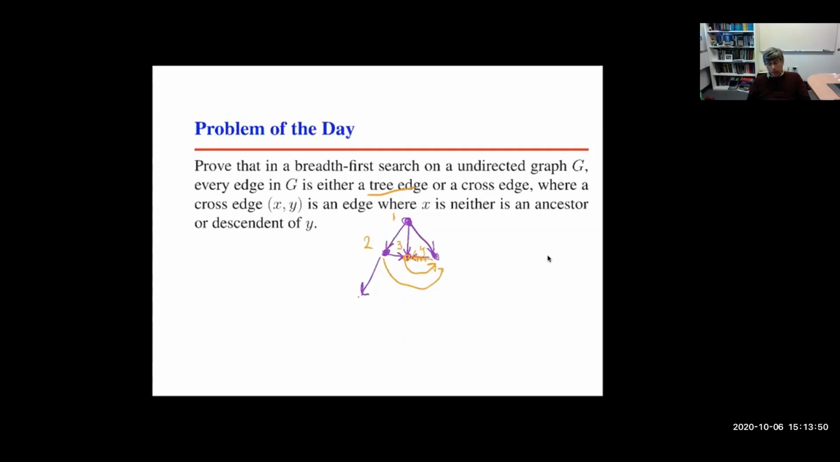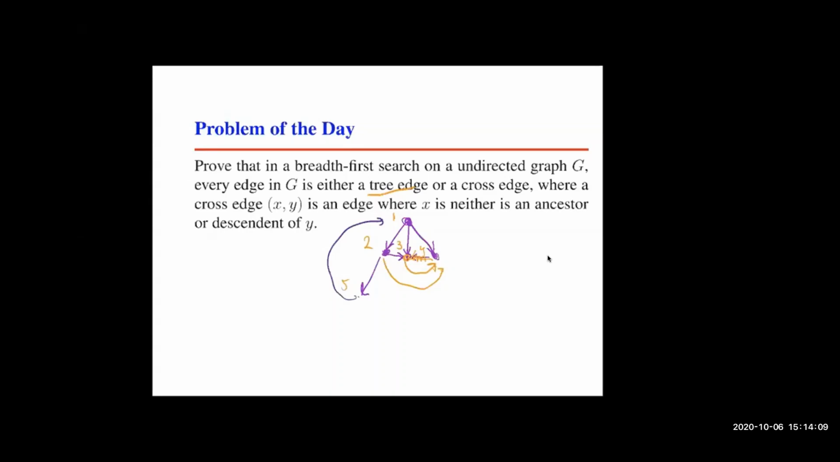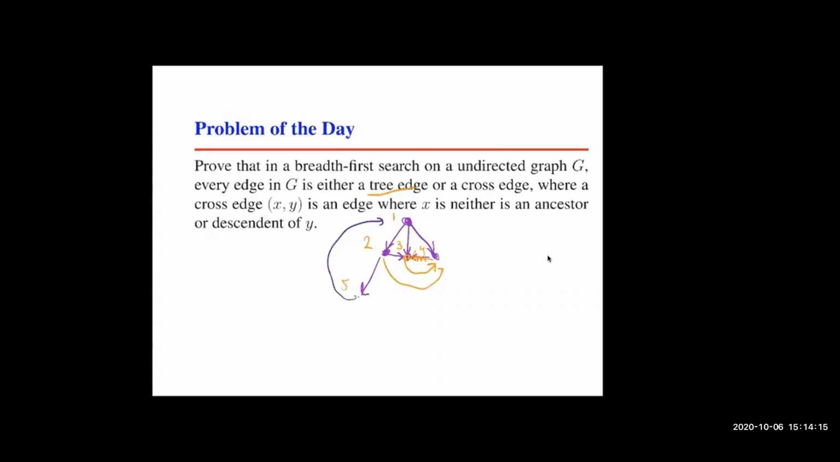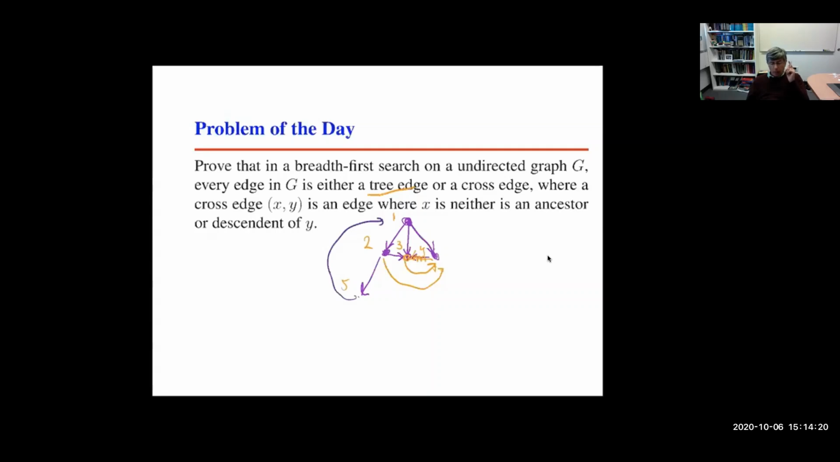Let's continue this process. When I now look at processing 5, could I have an edge that goes from 5 back to 1 if I'm doing a breadth first search? If it's undirected, no. Why not? Because then 5 should have been a child of 1. Does everybody kind of see that? The breadth first search, because of how we're doing it, puts certain constraints on things.